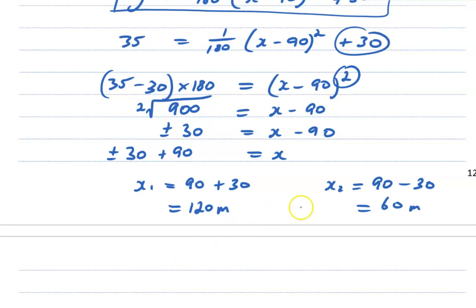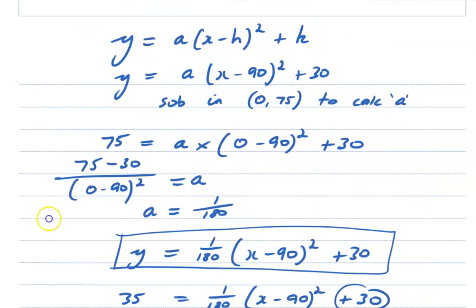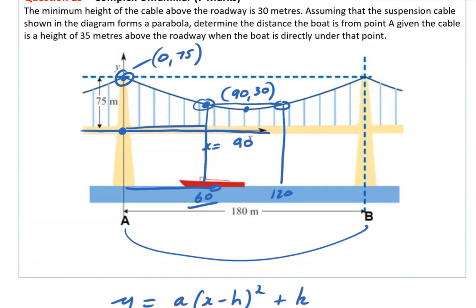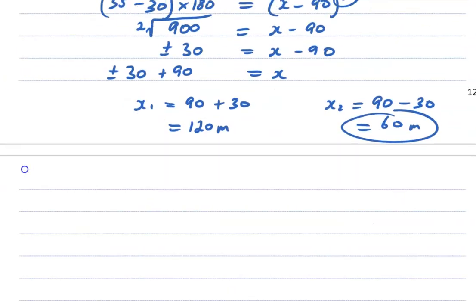Therefore, the boat is 60 metres across from point A when the cable is 35 metres above the road. That's the end of our complex unfamiliar question.